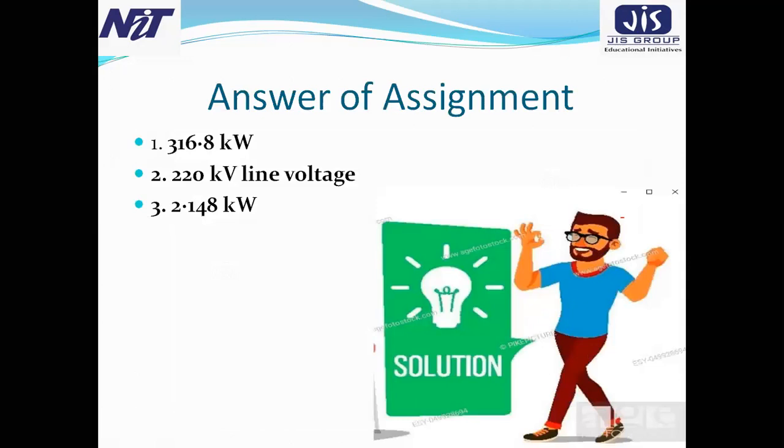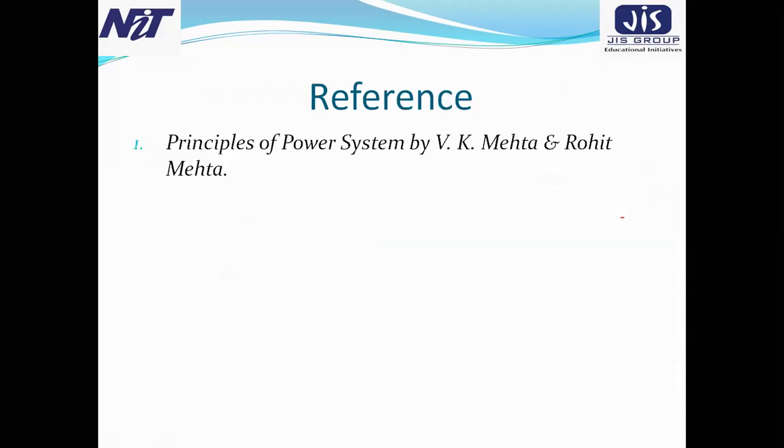I'm giving the answers only for these 3 assignments. The first answer is 316.8 kilowatt. The second one is 220 kilovolt line voltage. And the third one is 2.148 kilowatt. So these are the answers of these 3 problems. I think now it is clear to all of you. The book I followed to prepare this lecture is Principles of Power System by V.K. Mehta and Rohit Mehta, and I also followed a few websites.